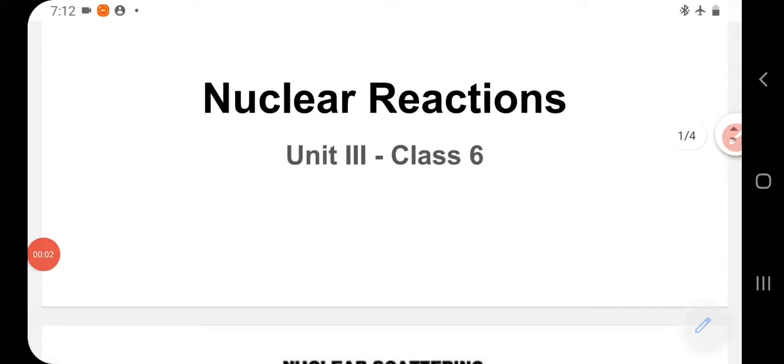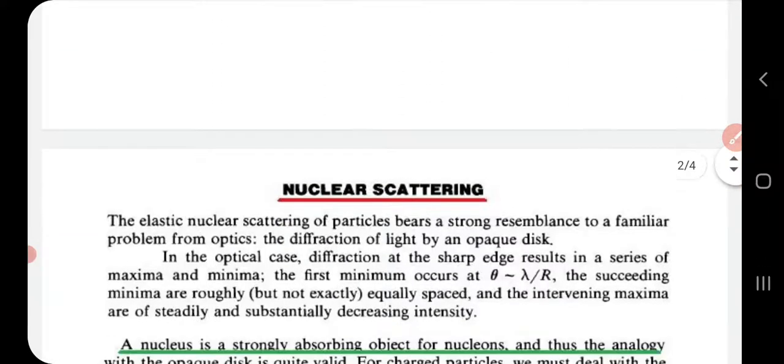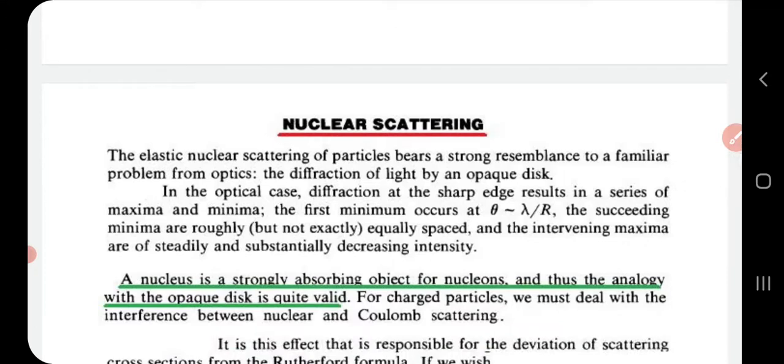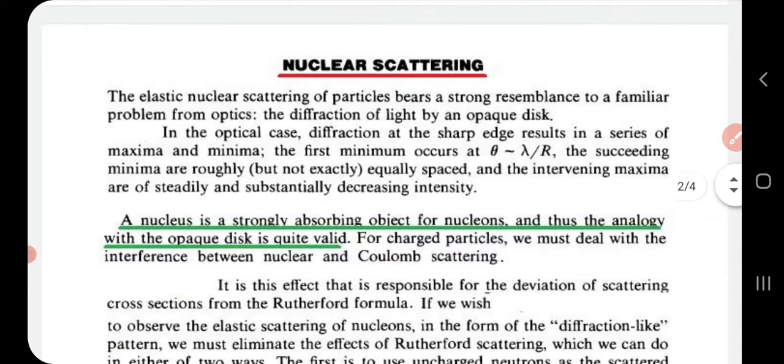This is class 6 of the portion nuclear reactions. Here we are going to consider nuclear scattering. Elastic nuclear scattering is said to have a strong resemblance with the diffraction of light by an opaque disk.